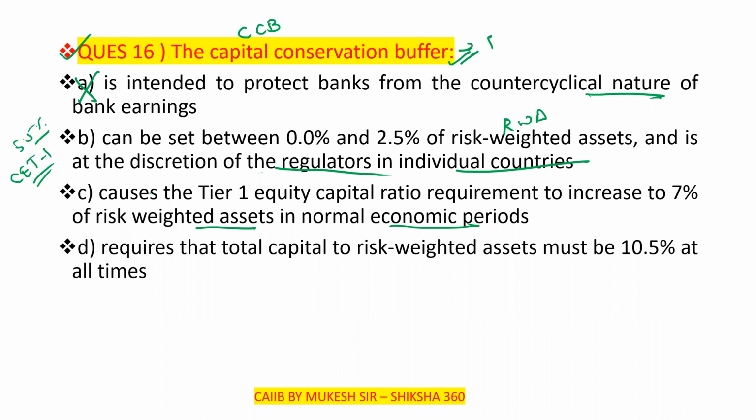The CET1 is 5.5%. Then we have additional tier 1 capital of 1.5% to make it 7%. We have already discussed all these things under chapter number 24 also. Does anyone remember or not? I discussed the complete chart there, so that you are able to remember all these things.